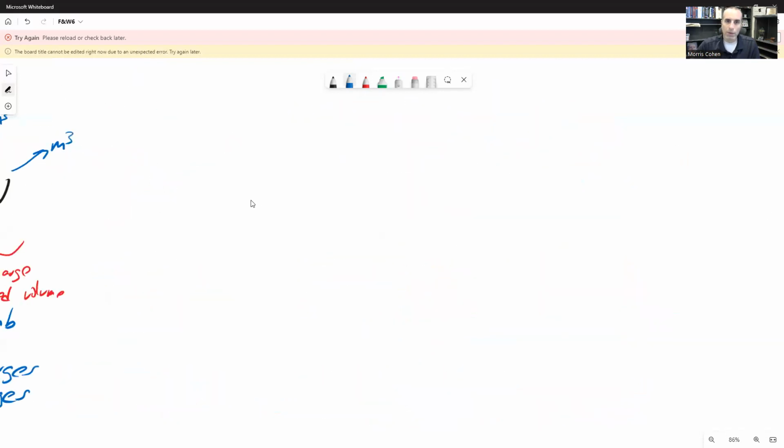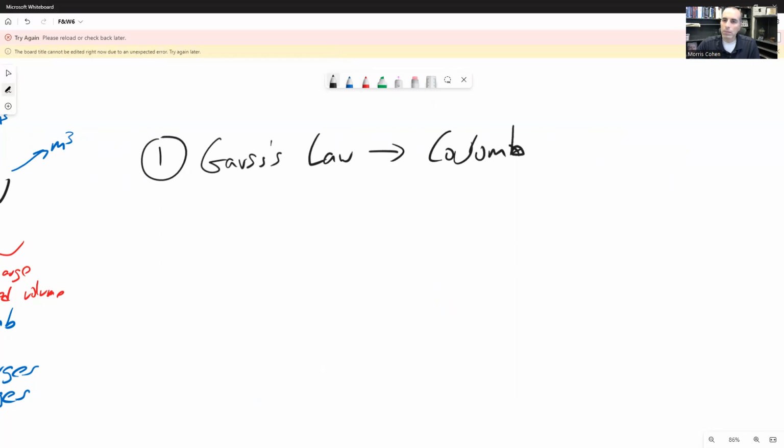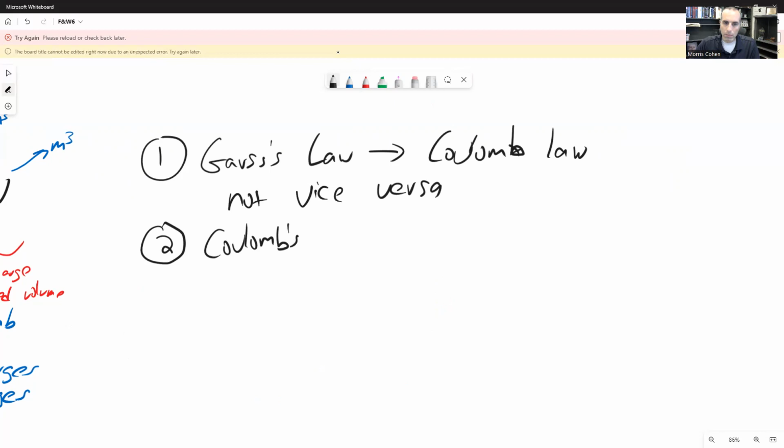All right, so let me just try to summarize this. Number one, Gauss's law can be used to derive Coulomb's law, but not vice versa. Number two, Coulomb's law only works for statics. By statics, I mean situations where nothing is changing with time. If anything is moving, if anything is growing or shrinking as a function of time, then you can't use Coulomb's law.